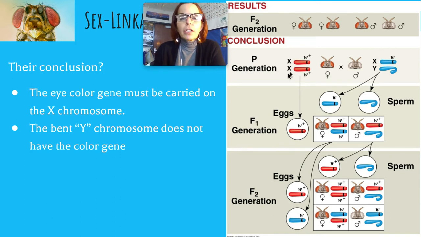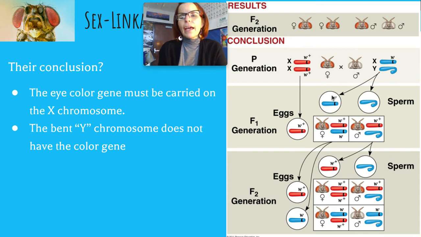So her eggs, they only show one example of her eggs because they're homozygous. No matter what, her eggs are always going to be the same. She's going to carry a W plus gene in all of her eggs. So they just show you one example of her eggs instead of doing a whole Punnett square.